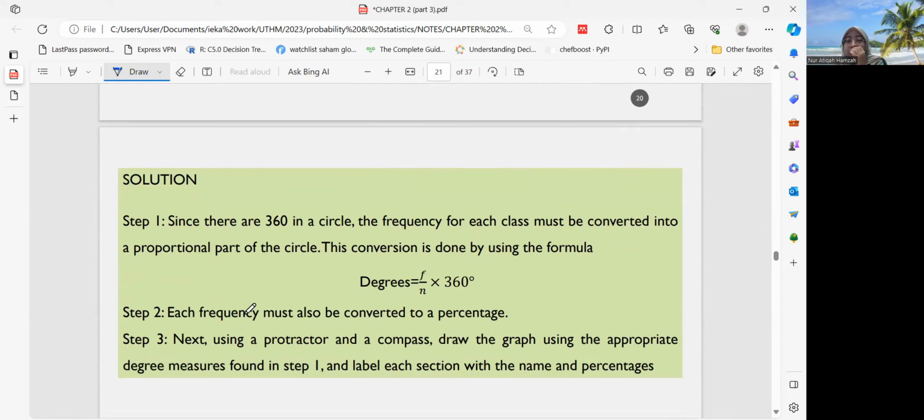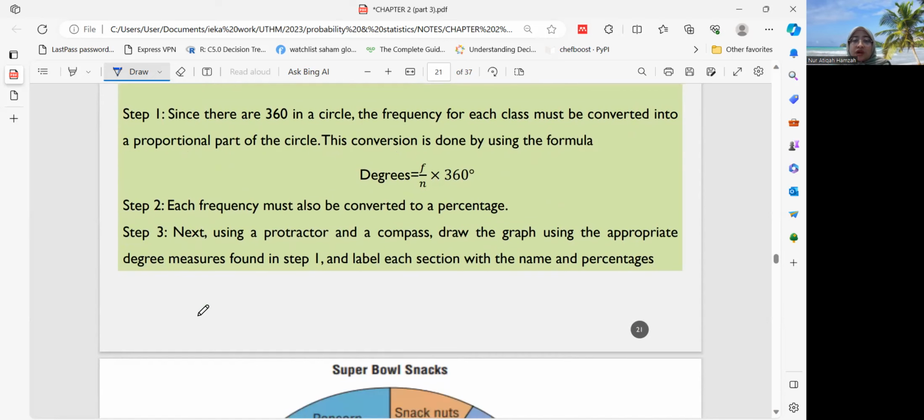Okay, next, using a protractor and compass, draw the graph using the appropriate degree measure found in step 1 and label each section with the name and percentage. Okay. Maksudnya kat sini, step 1 yang awak gunakan tu, nak cari degree tu, itu kegunaannya adalah untuk lukis. Untuk lukis tu, nak tahu daripada 360 tu nak bahagi berapa setiap section tu, berapa degree, itu adalah for the purpose untuk melukis.